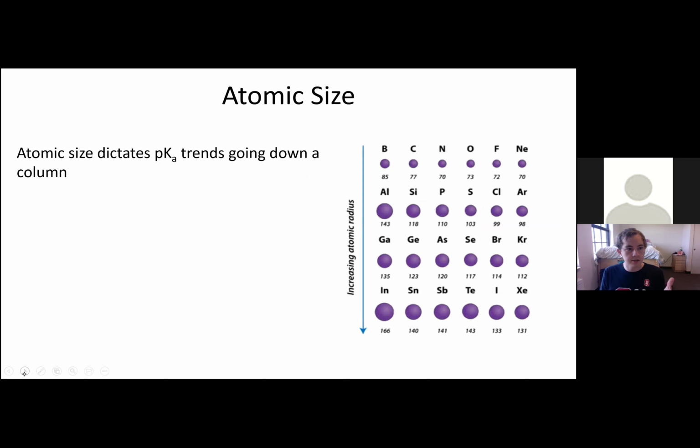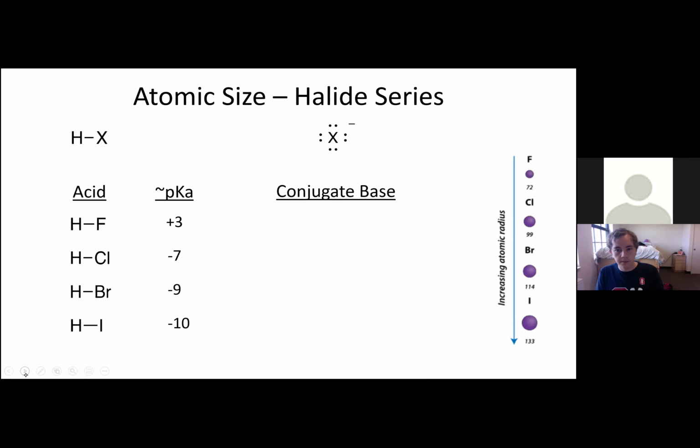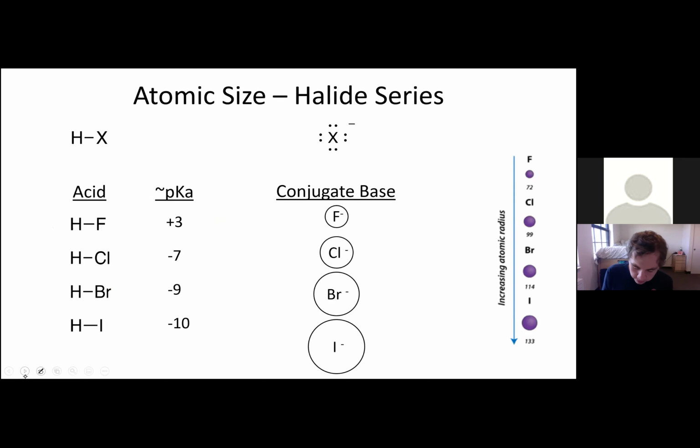In this case, atomic size dictates pKa trends when looking down a column and tends to dominate overall. So here I show the halide series of hydrofluoric acid, hydrochloric, hydrobromic, and hydroiodic. And you can see that we're looking at a decrease in that pKa. So we're getting more and more acidic. And I'm going to flash up the atomic radii for those, and you can see that we're seeing an increase in atomic radii as we go down this column. And so I'm going to represent that pictorially for the conjugate base. And you see here an increase in the size of these atomic radii.